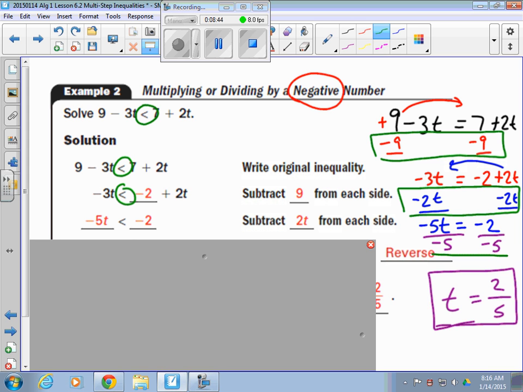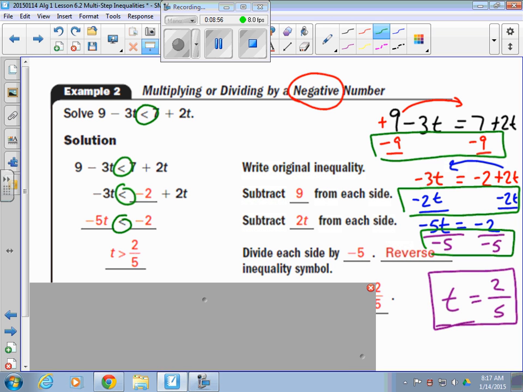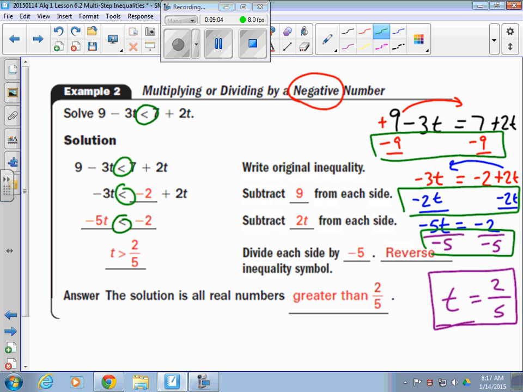And then finally, on this last transformation you have to do, you have to divide by a negative number. That's the thing that makes you reverse the symbol. Dividing by a negative number is going to change it. And notice it reverses to say greater than on that one. T is greater than 2/5. And since t is greater than 2/5, the solution is all real numbers greater than 2 over 5. Notice it does not say greater than or equal to. Greater than 2 over 5.